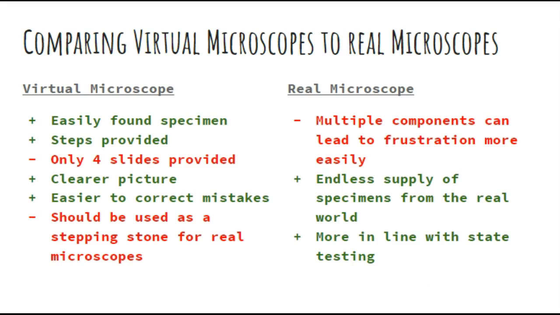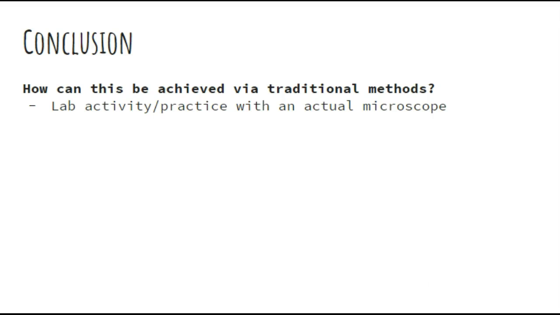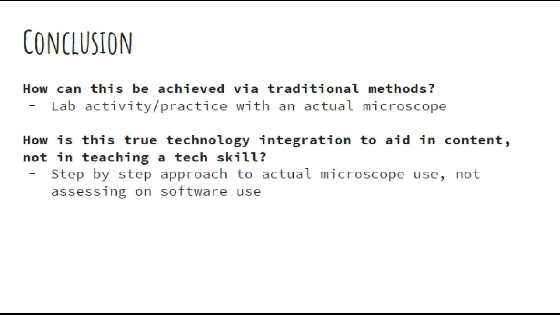The costs and benefits of each method should be taken into account when selecting if integration of technology will enhance student learning in your classroom. So to wrap this all together, microscope use can be taught traditionally through a lab activity and work packet and student use of a real microscope, or through the use of virtual microscopes. The virtual microscope is an integration of technology that is designed to lead students through the use of an actual microscope with a learner-friendly interface and step-by-step instructions to accomplish a task.